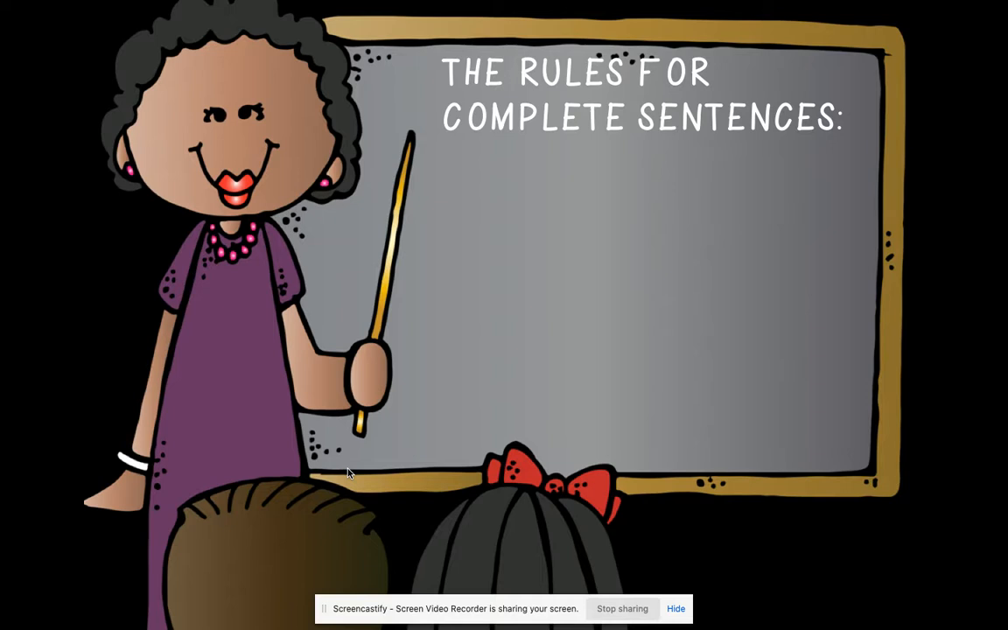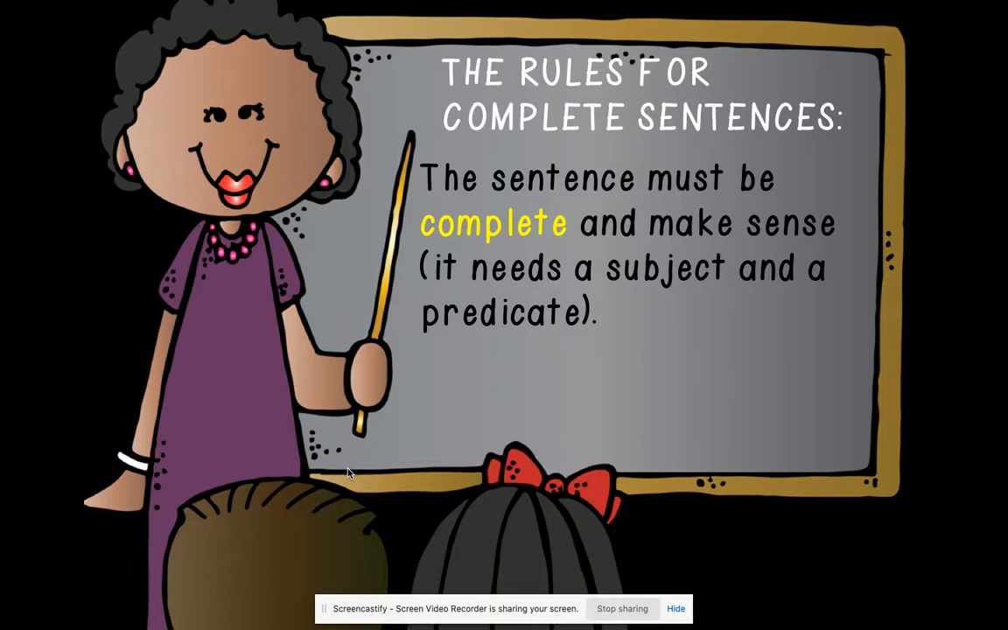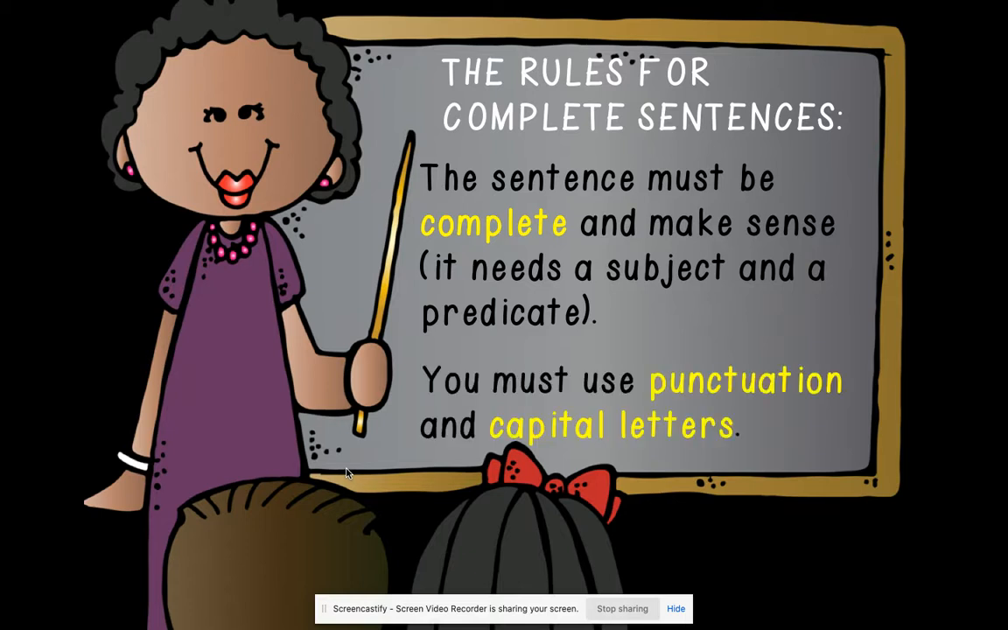The rules for complete sentences. Pay attention because you're going to have to practice this by yourself. The sentence must be complete and make sense. That means it needs a subject, the who and a what, and a predicate. What are they doing? What's the verb? Basically a noun and a verb.